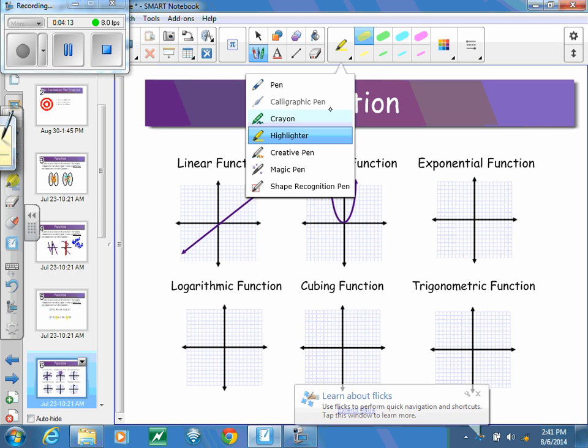And I just need to add something to this slide real quick, so I'm going to pause.